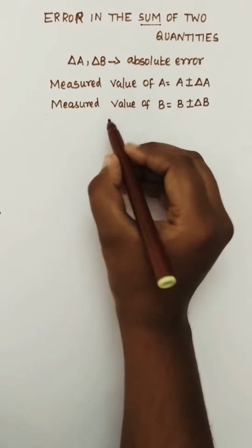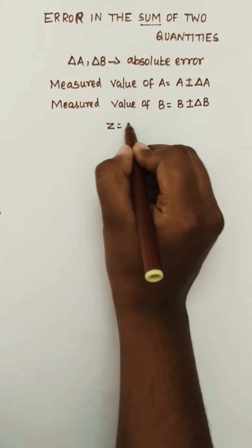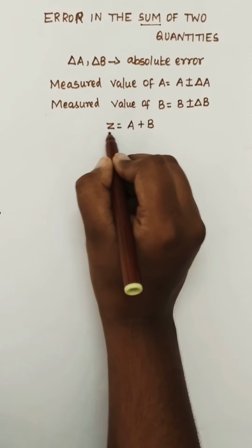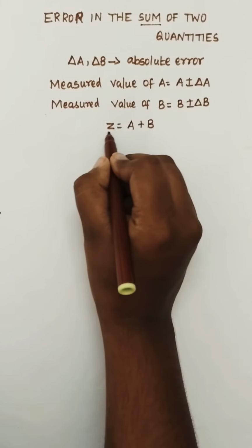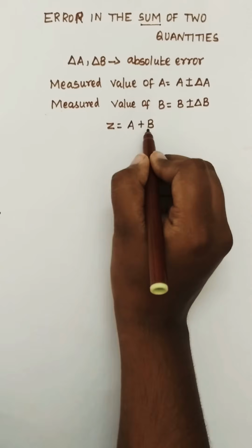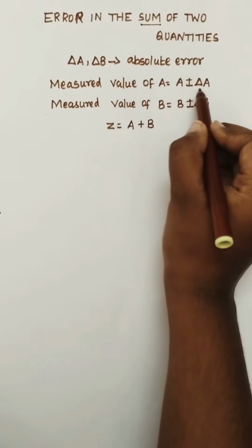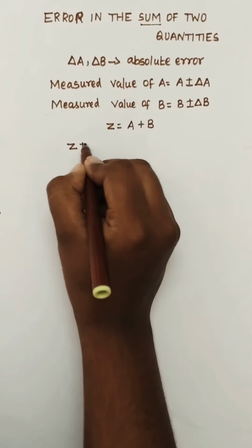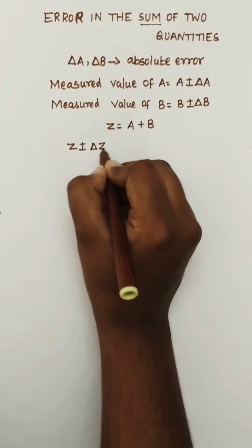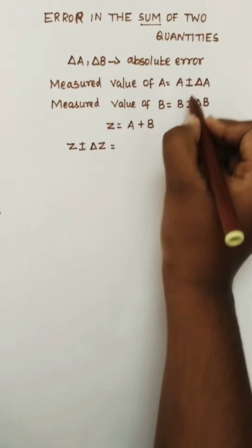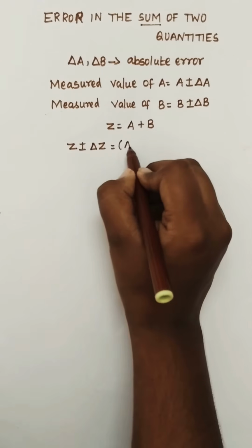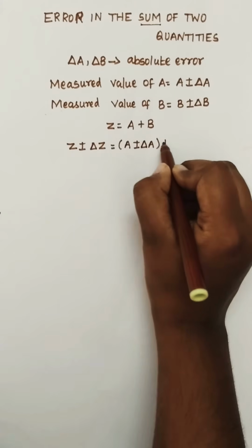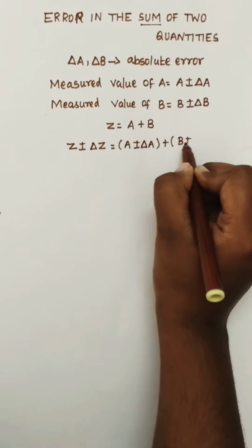Our topic is sum. So I am just going to add Z is equal to A plus B. So I am going to find out what is the error in the final result. So the final result is Z. Z is equal to A plus B. Same way how we are writing for A and B, I am going to write for Z. So measured value of Z is Z plus or minus delta Z is equal to, substitute these two equations here. A value is A plus or minus delta A plus B plus or minus delta B.